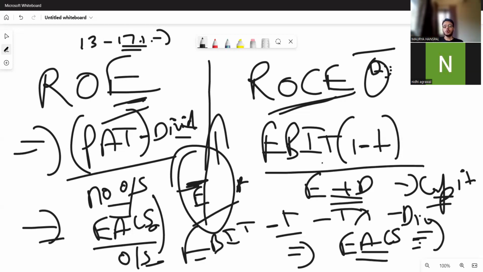Okay. So one thing is clear: the difference between the return on equity and the return on capital employed. When the company has debt, when the company has debt, ignore the ROE ratio. You don't have to look at the ROE ratio at all. Look at ROCE. But when the company does not have debt, then look at ROCE or look at ROE, the values of both the ROE and ROCE would be the same.